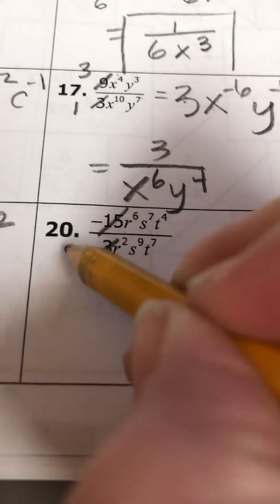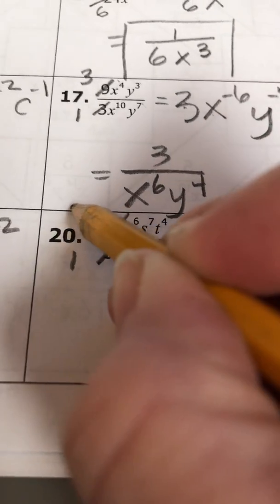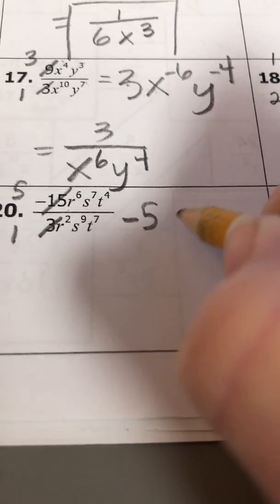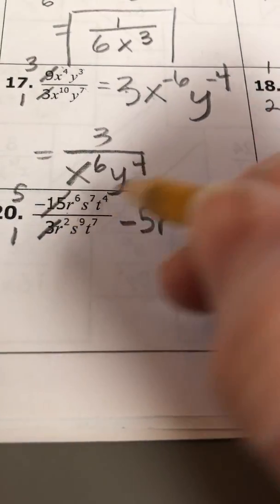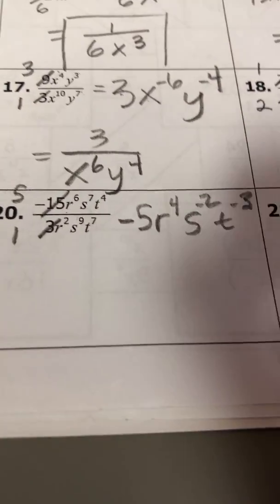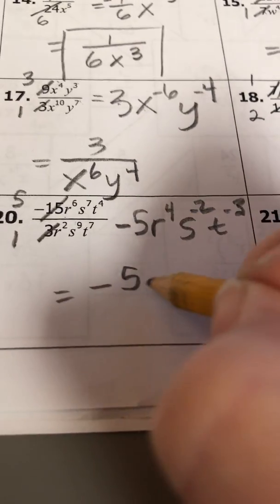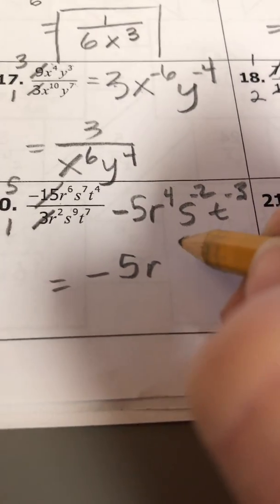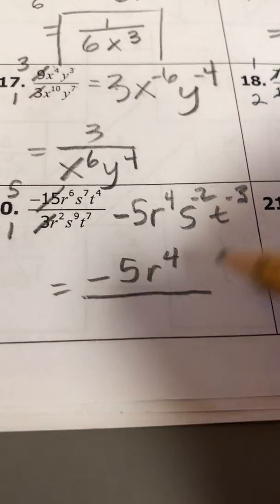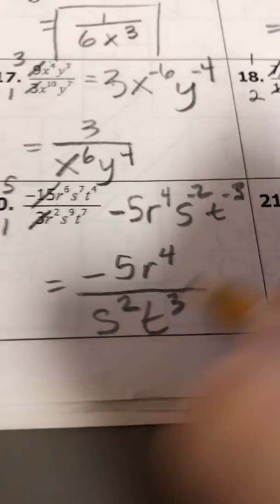15 divided by 3 is, well, 3 divided by 3 is 1. 15 divided by 3 is 5. So I end up with 5 on top, but it's negative. R to the 4th. Again, I'm just subtracting s to the negative 2 and t to the negative 3. And I'm going to hold on to my negative number on top. This is still a whole number if you think about it. That's my positive exponent, and I'm going to put it all under s squared t to the 3rd.